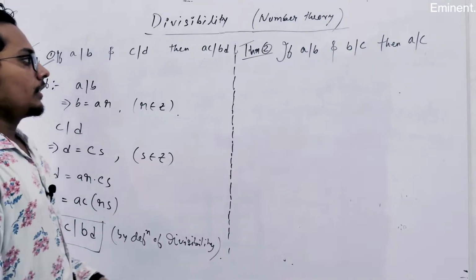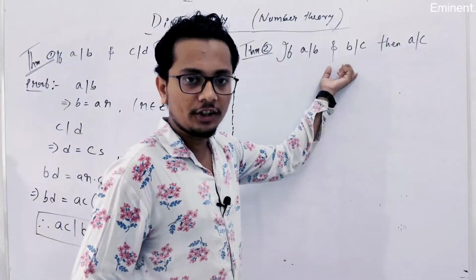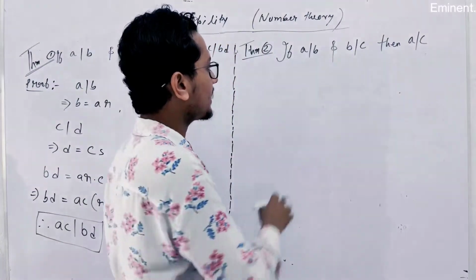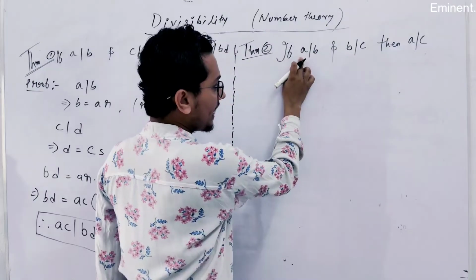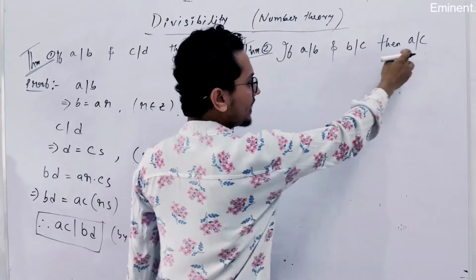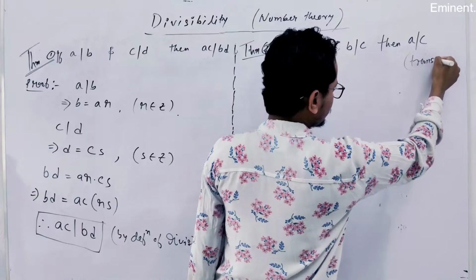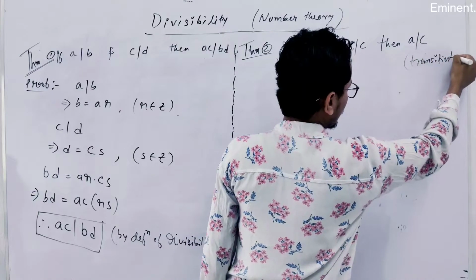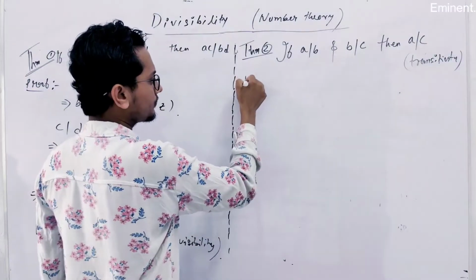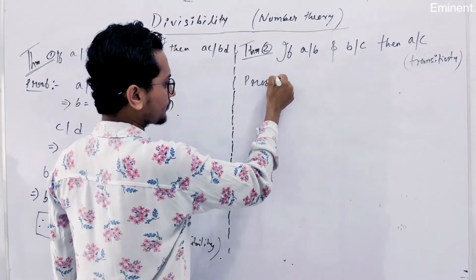Understood? Here is another most important theorem: if A divides B and B divides C, then A divides C. It is called transitivity. Let us prove this theorem.